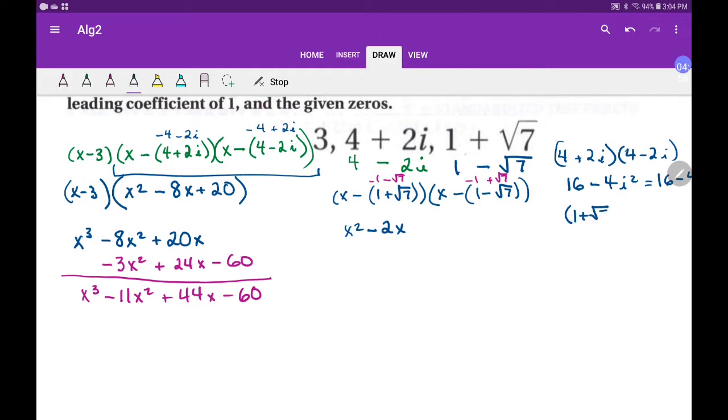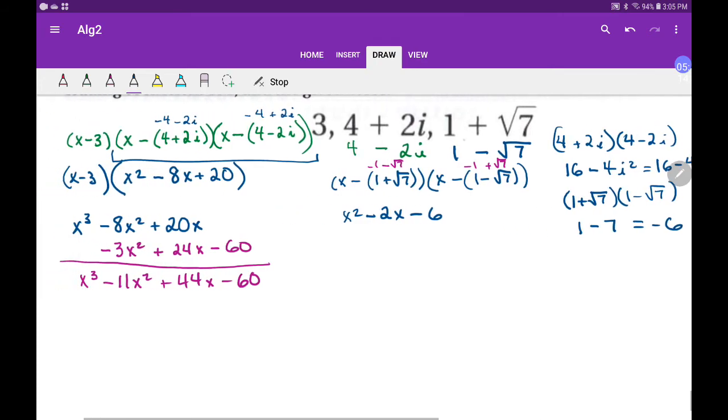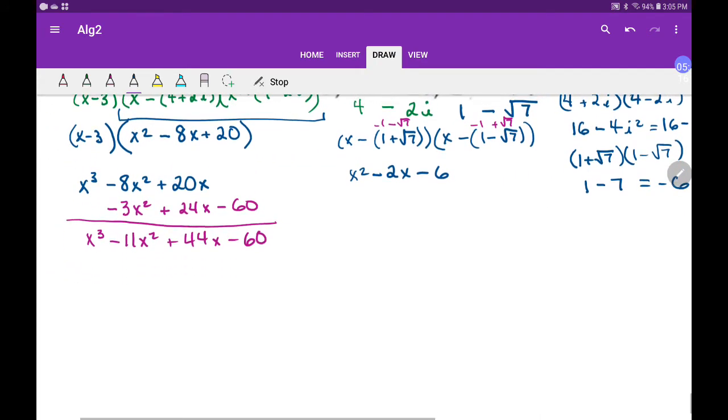And then the last part, let me take this over to the side like I did before. 1 plus the square root of 7 times 1 minus the square root of 7. There will be no middle term because these are conjugates. I have 1 times 1 is 1, and the square root of 7 times the square root of 7, negative, is negative 7. So that's a negative 6. So I'm going to come over here and write negative 6. All right, and that is what I get when I multiply that out.